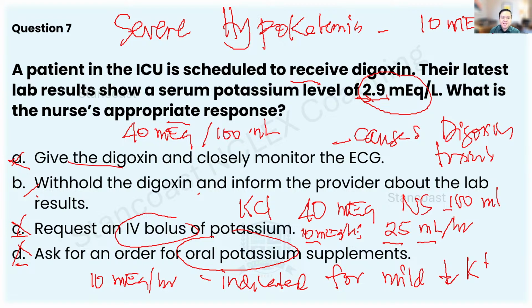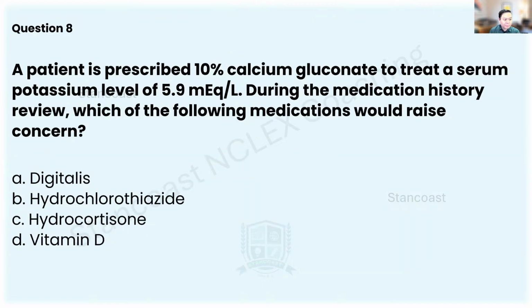Okay, now let's proceed with number 8 this time. Back to number 8. A patient is prescribed 10% calcium gluconate to treat serum potassium level of 5.9 milliequivalents per liter. During the medication history review, which of the following medications would raise concern? Is it A, digitalis? Is it B, hydrochlorothiazide? C, hydrocortisone? D, vitamin D?